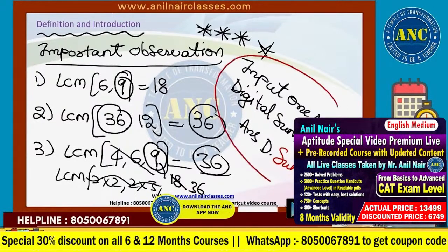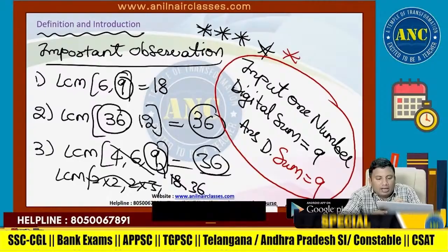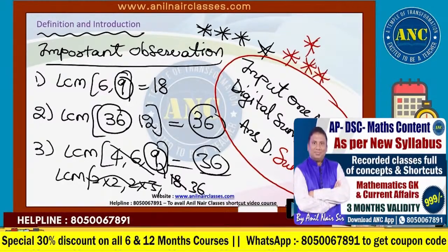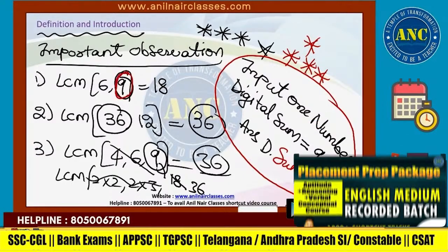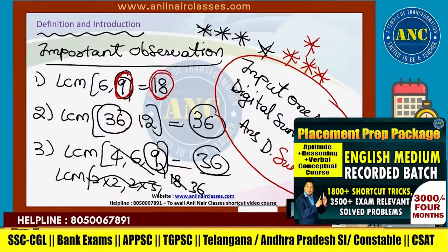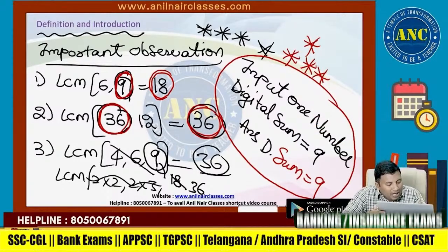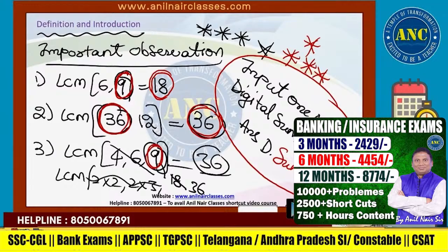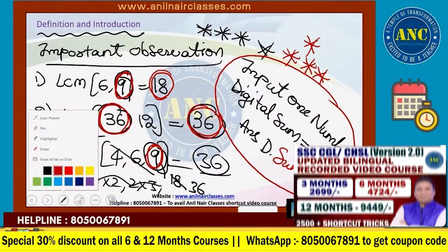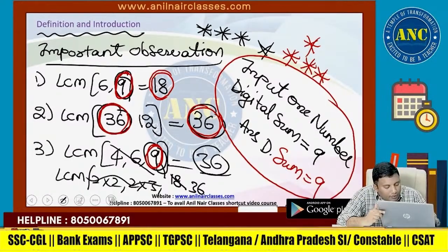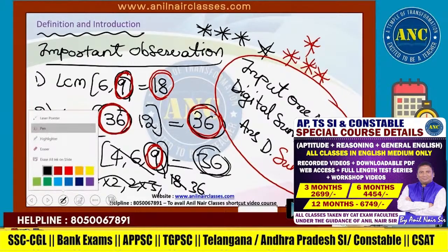If the input one number's digital sum is 9, the answer's digital sum is 1 plus 8, 9. The answer's digital sum is also 9. I hope it is clear, right?